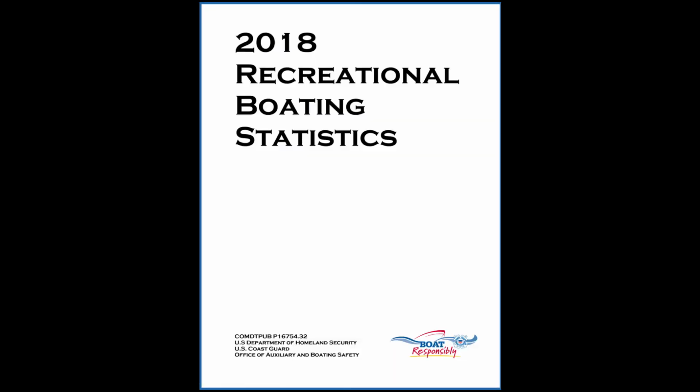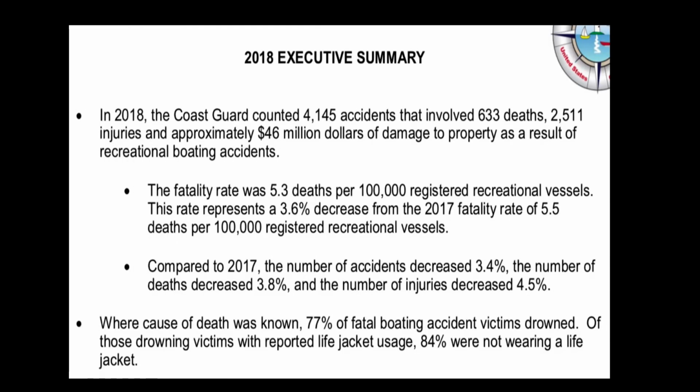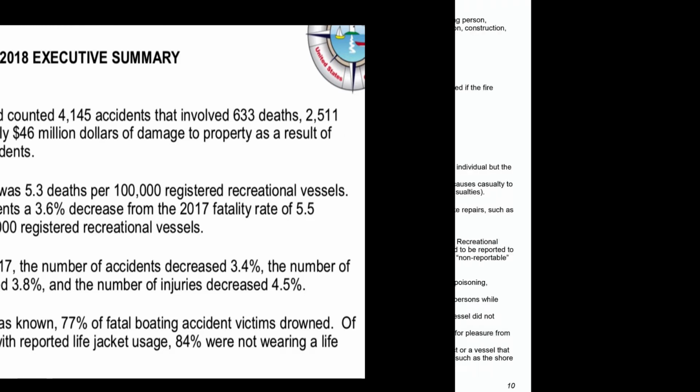Now back to the report itself. It has some size to it. The 2018 report was 83 pages in length. The report opens with an executive summary listing the total number of accidents reported, total number of injuries and fatalities, and an estimate of the total amount of property damage as a result of boating accidents. As you may have guessed by now, the exact numbers just provided came from BARD.